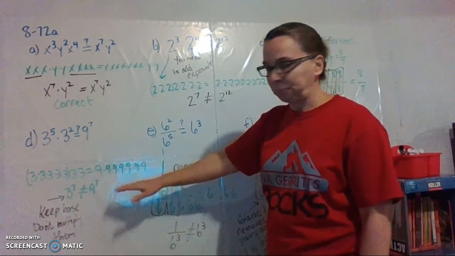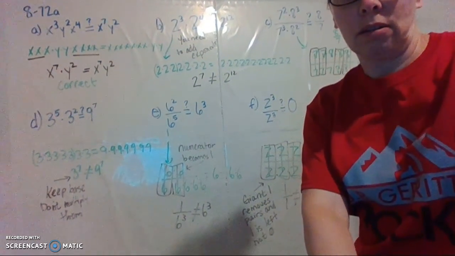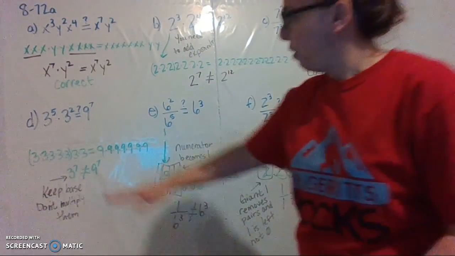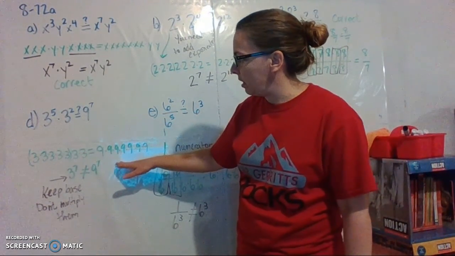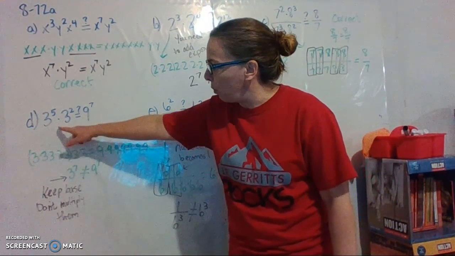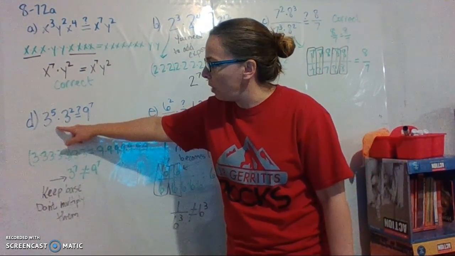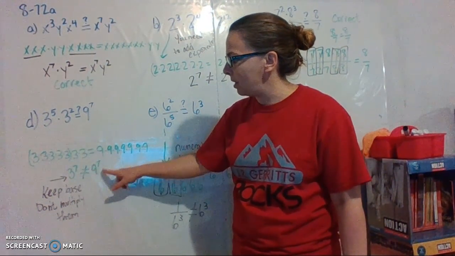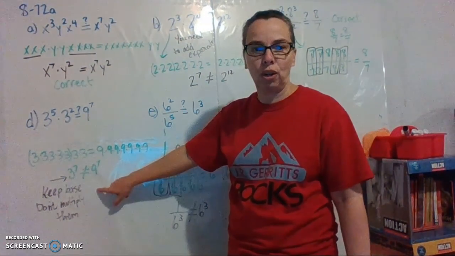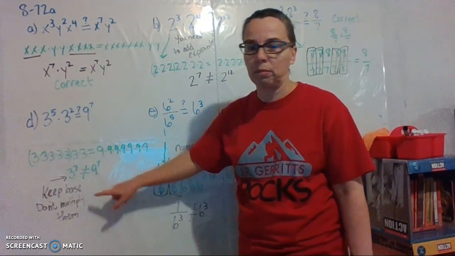Problem D. Looking here, 3 to the 5th expanded out times 3 to the 2nd, and then this is 9 to the 7th. Remember, when you have your bases the same, you do not multiply them. The base stays the same. So this side is 3 to the 7th, where this is 9 to the 7th. So this one is incorrect. They're not equivalent to each other.